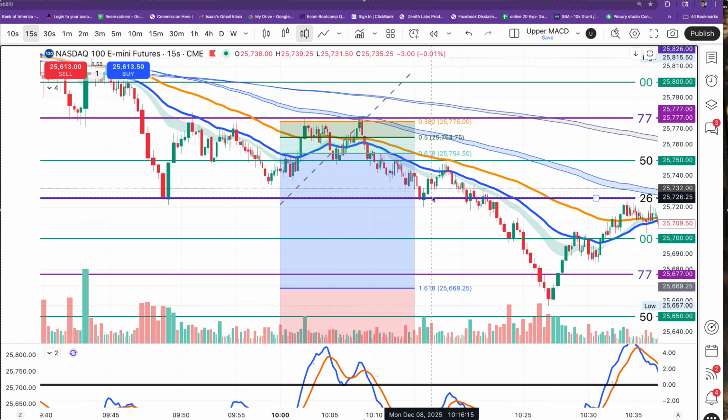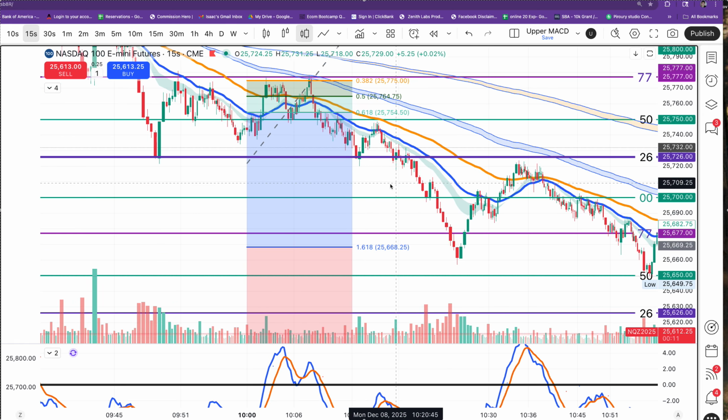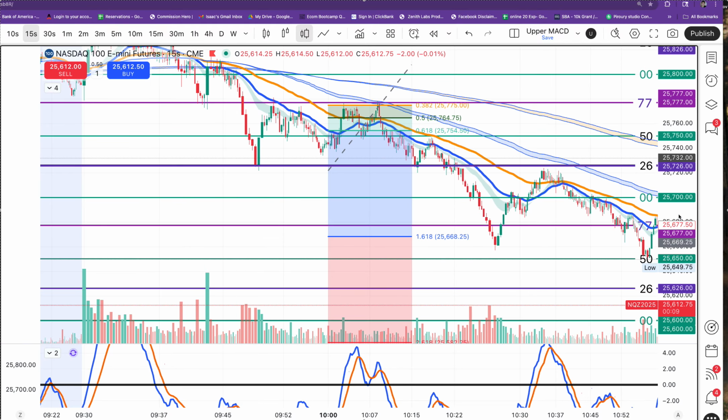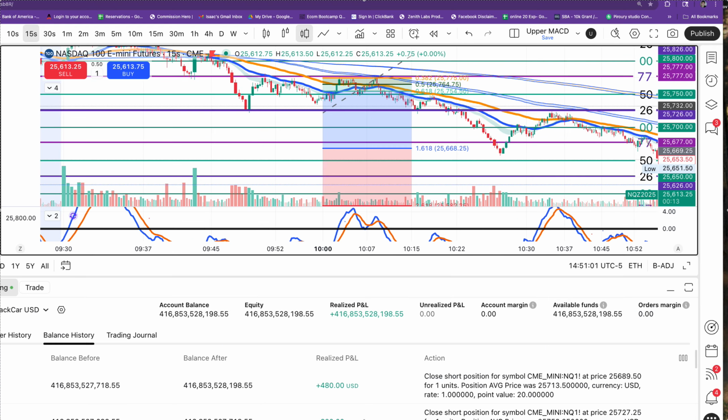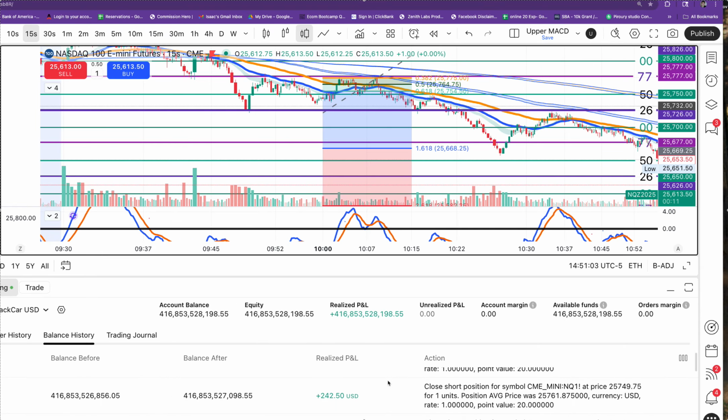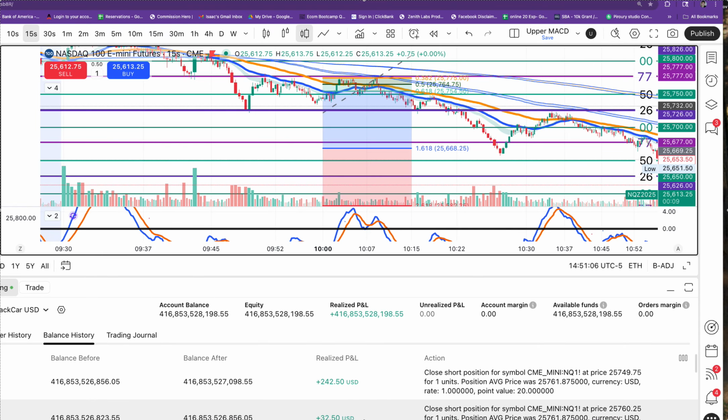Too bad. All right, that's the way it goes sometimes. You can do the greatest analysis in the world, but if you don't manage the trade well, then you won't maximize your profits. So that was my mistake on that one. I did make a little bit of money on it, on paper trading it. I made 32 on the first lot, 242 on the second lot, for a total of about 275. Not too bad, but could have been a lot better.